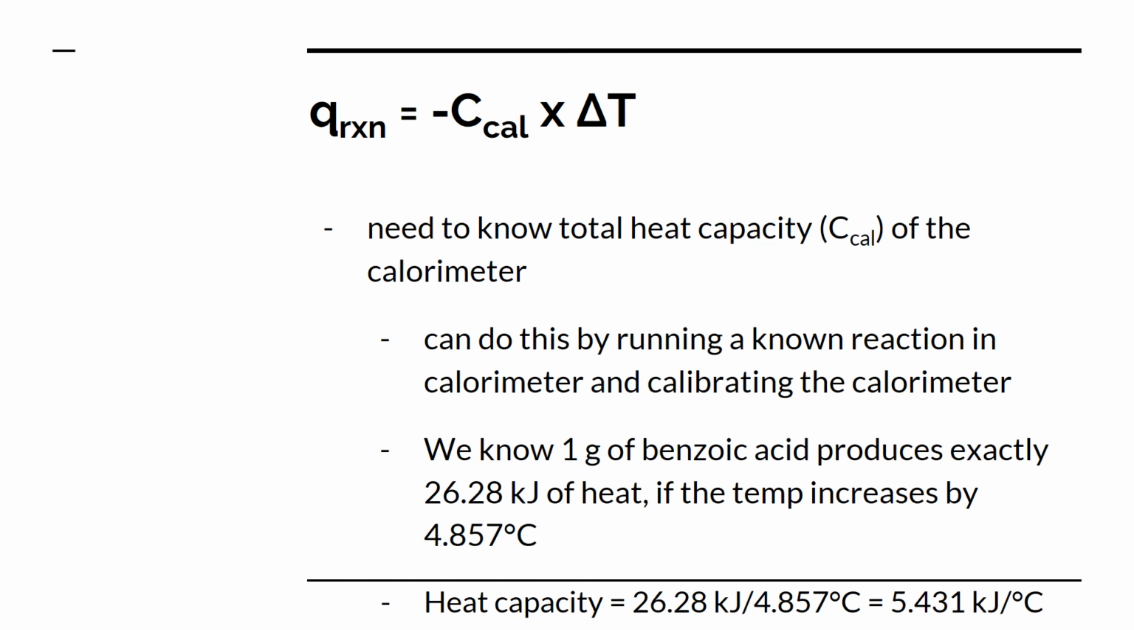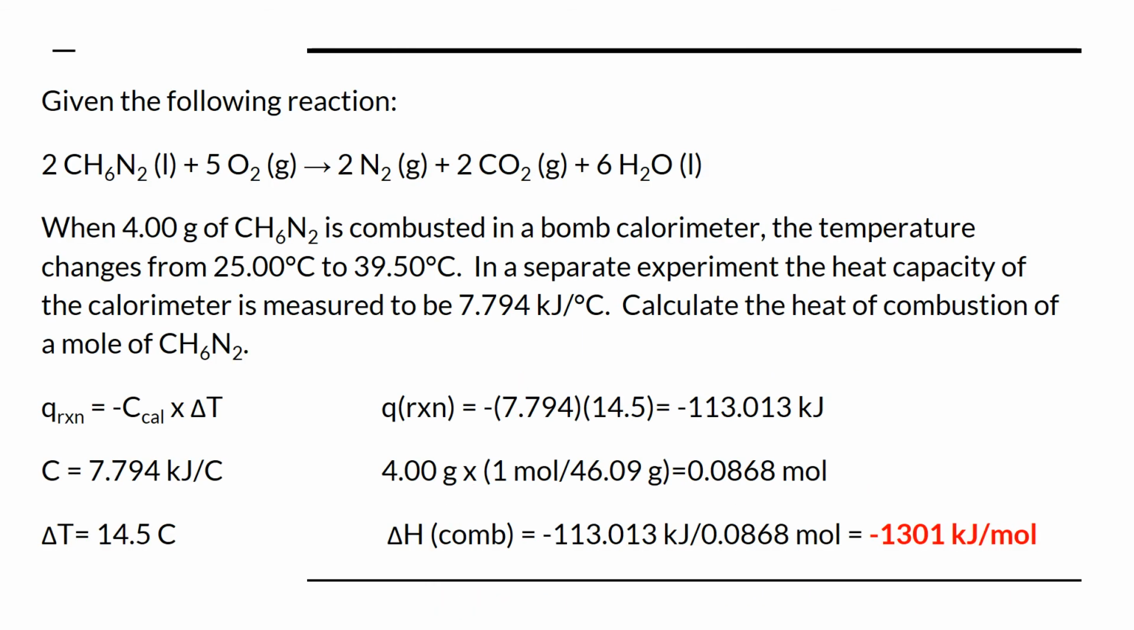Like I said, this isn't asked as much on the AP. You really just have to focus in on the calorimetry we were doing before. So here's an example. If you're given this reaction, when 4 grams of CH6N2 is combusted in a bomb calorimeter, the temperature changes from 25 to 39.5. In a separate experiment, the heat capacity of the calorimeter was measured to be 7.794. Calculate the heat of combustion of a mole of CH6N2.